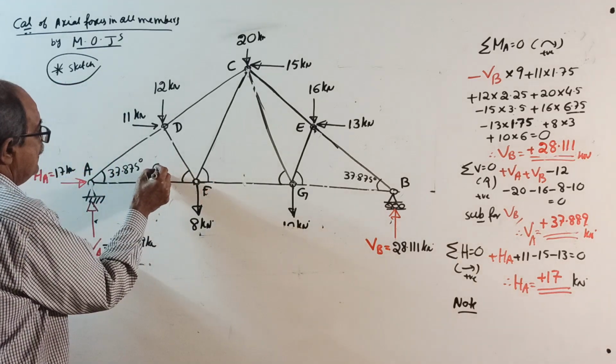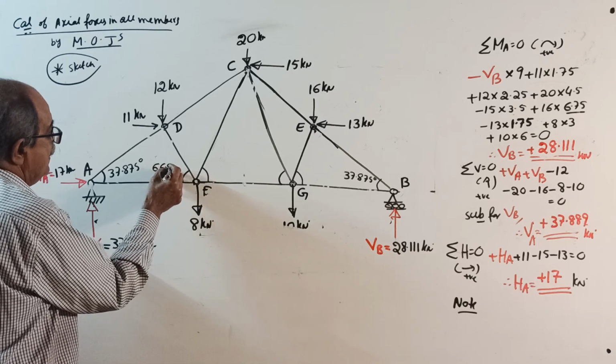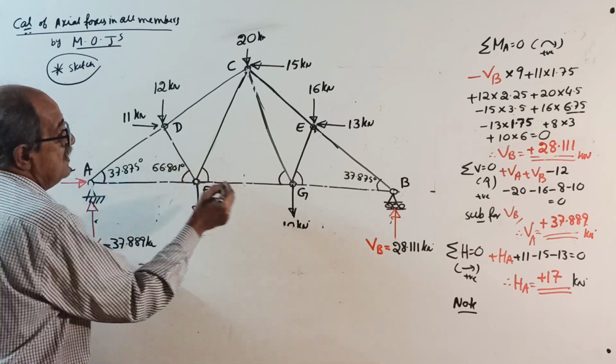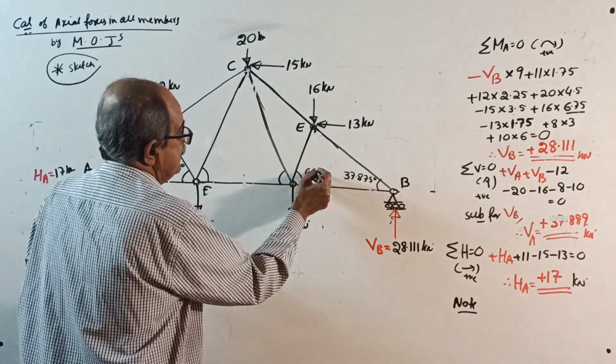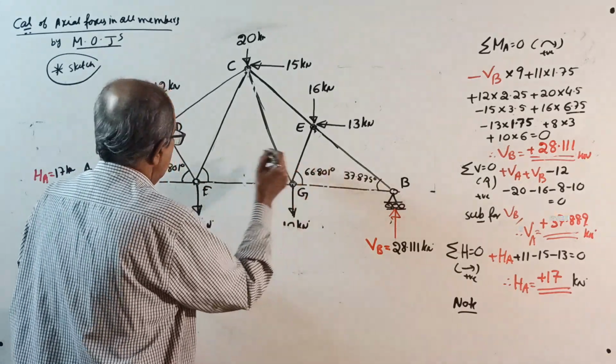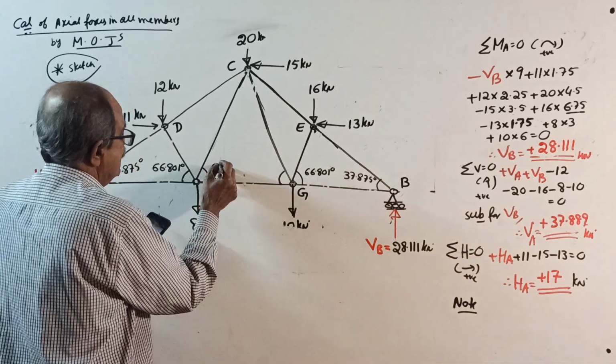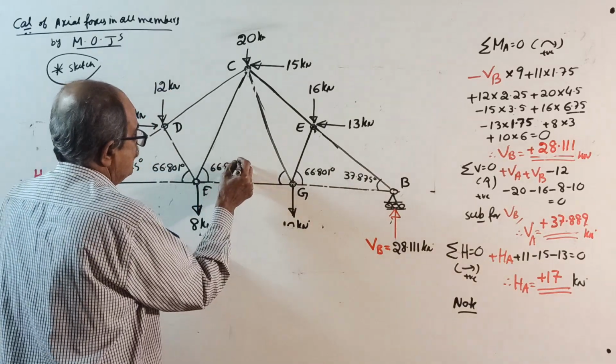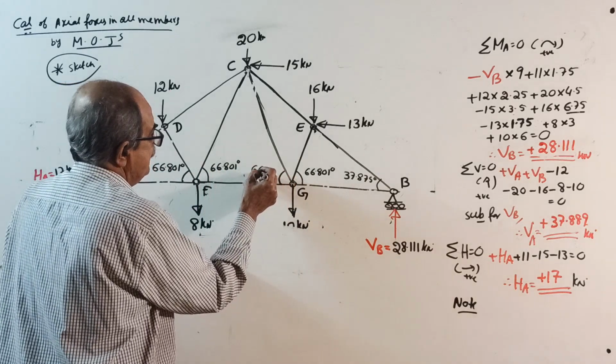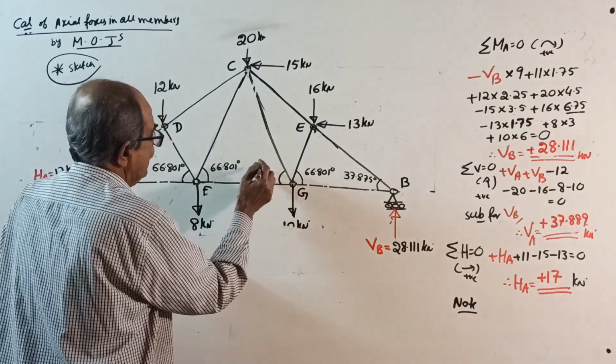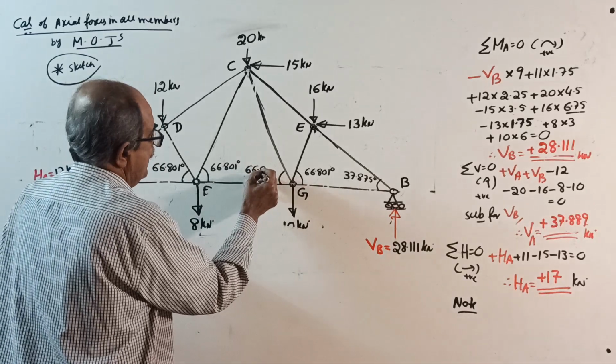66.801 degrees. This also 66.801 degrees. Actually, this also you got 66.801. Actually, 66.8 is sufficient. Okay, leave it. Accuracy more. 0.801 degrees.